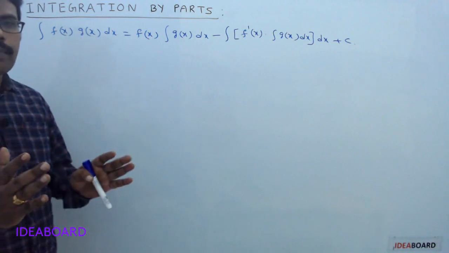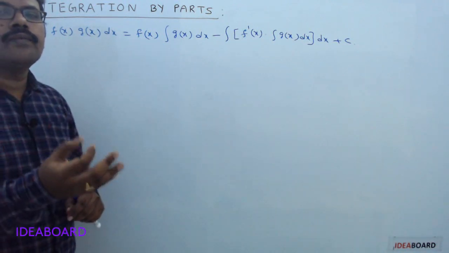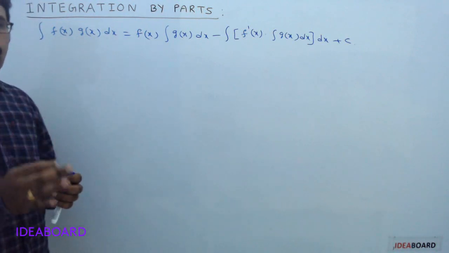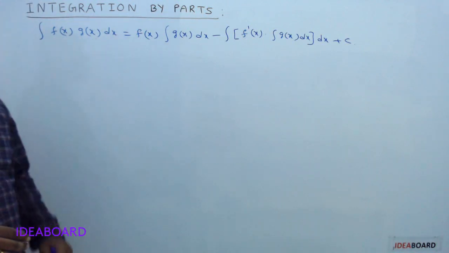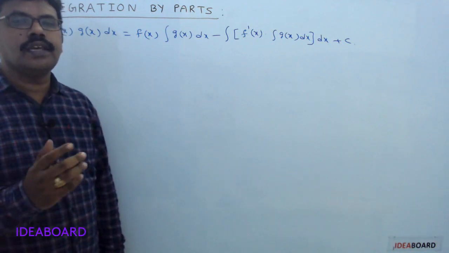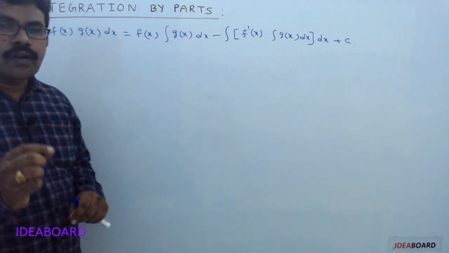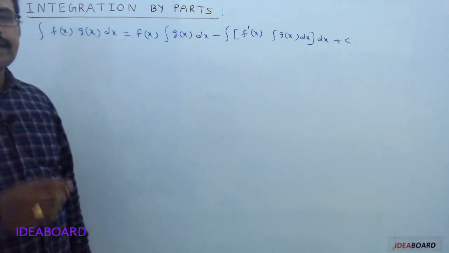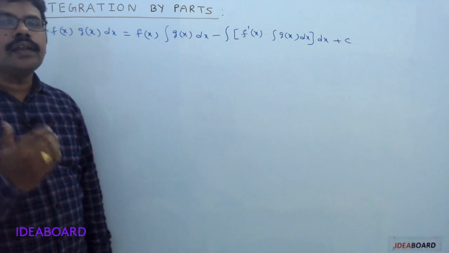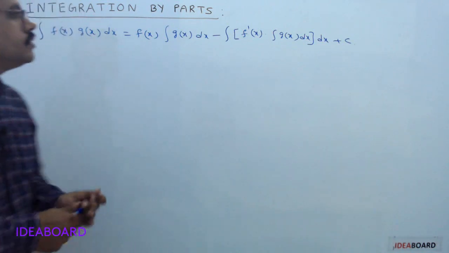Now, how to apply this integration by parts formula on a given problem? Before you apply this formula, first we choose the functions f of x and g of x. In the integration by parts formula, f of x and g of x will be taken according to the word ILATE. What is that word? ILATE.